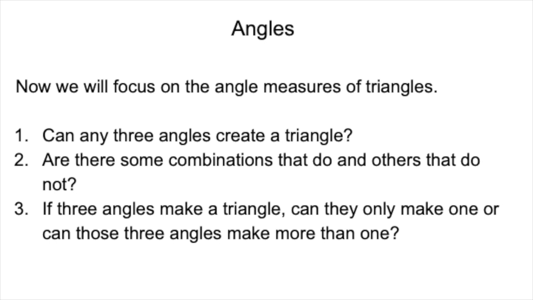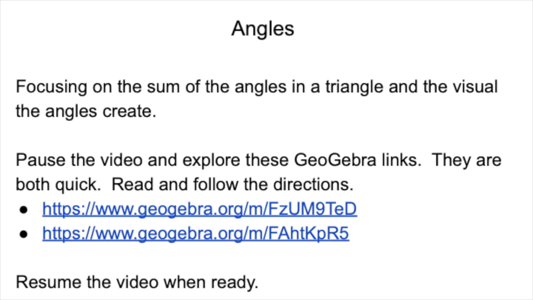Now we're going to focus on the angle measurements within a triangle. So, can any 3 angles create a triangle? Are there some combinations that do make triangles and others that do not? And if 3 angles make a triangle, can they only make one triangle? Or can those 3 angles make more than one triangle? In the following activities, focus on the sum of the angles in a triangle and pay attention to the visuals that are created. Remember to pause the video during the activities and then resume when you're finished.